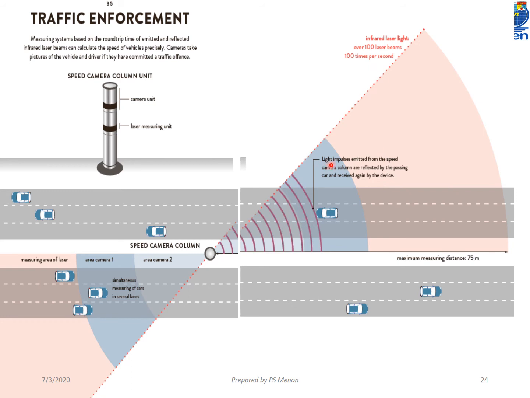The light impulses emitted from the speed camera column are reflected by the passing car and received again by the device. It sends out the laser, it hits the car, and then it's reflected back and measured by the camera unit. The measuring distance is 75 meters. You can have area camera 1 and 2, so you can measure several cars simultaneously. Then you can capture it in a camera. You can even capture the image of your car, and after that you get a summons letter for speeding.